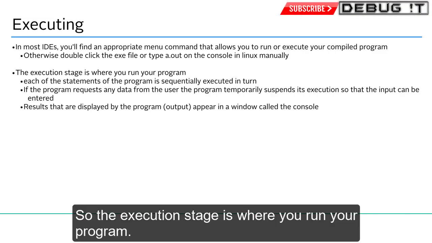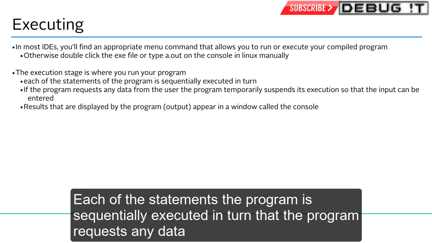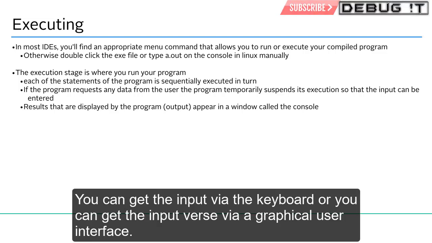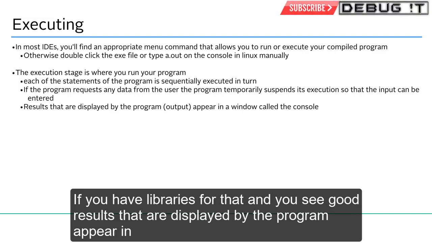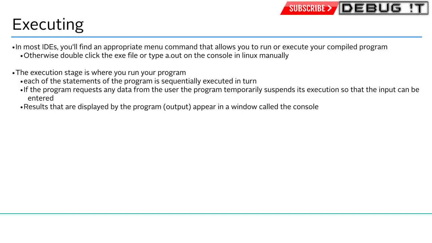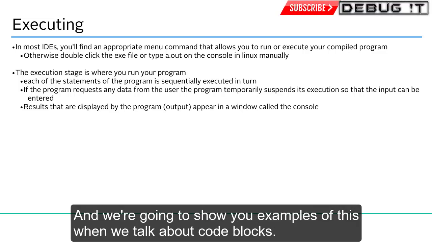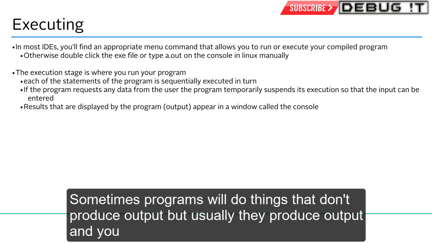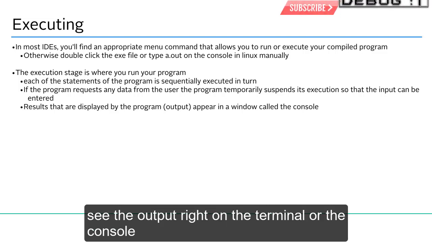So the execution stage is where you run your program. Each of the statements of the program is sequentially executed in turn. If the program requests any data from the user, the program will pause and get that input. It can get the input via the keyboard, or via a graphical user interface if you have libraries for that in your C code. Results that are displayed by the program appear in a window called the console. We're going to show you examples of this when we talk about Code::Blocks. But when you run your program, typically you're going to see output. Not always; sometimes programs will do things that don't produce output. But usually they produce output, and you see it right on the terminal or the console.